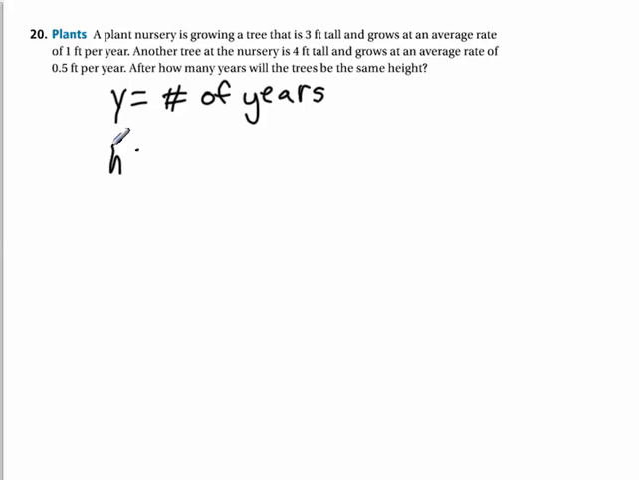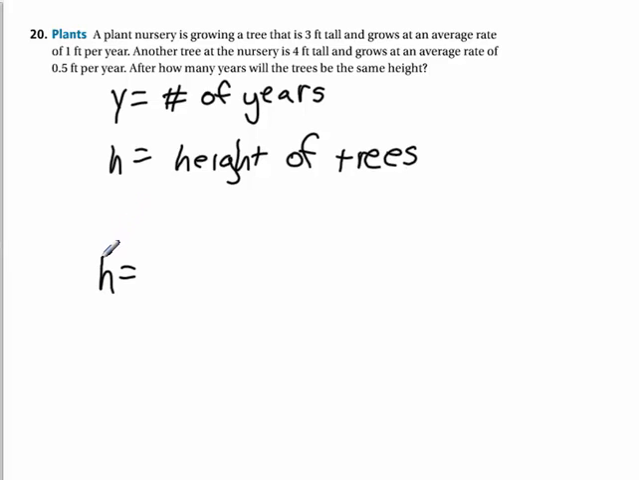So I want them to be the same height, so we'll just let h be the height of the trees. Now our two equations. We have one tree, so we want the height of that tree. So the height is going to equal, it's 3 feet tall, and it grows at 1 foot per year. So plus 1 foot per year. For every year, I'm going to multiply by 1, and that's what I get. So 2 years, it'll grow 2 feet. 3 years, 3 feet, and so on and so forth.